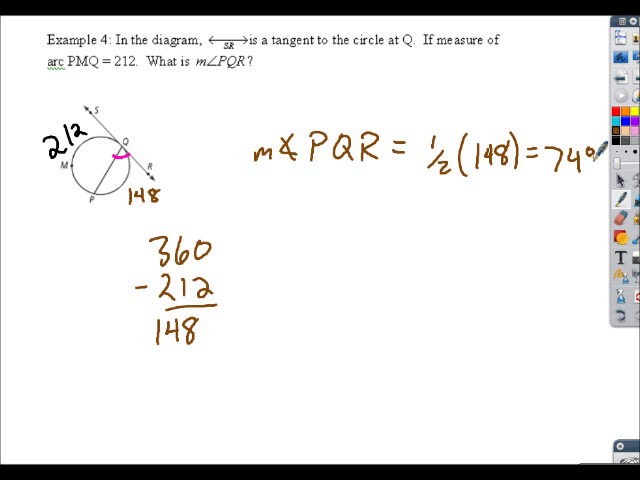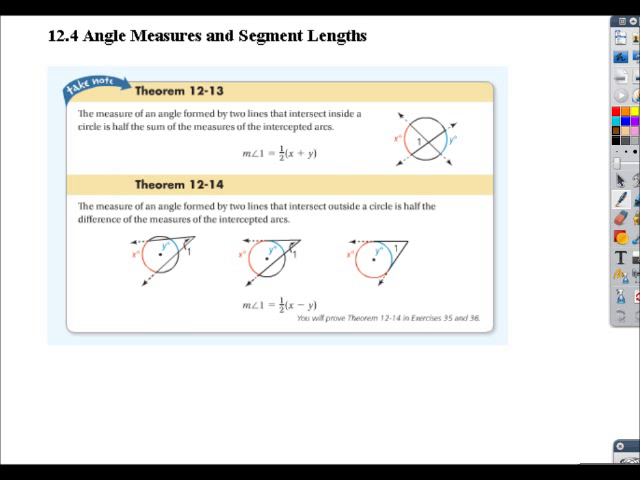All right, we're going to do examples 5 through 9 in class, and then work on the practice examples now. Let's turn to section 12.4. In section 12.4, we have angle measures and some more segment lengths.